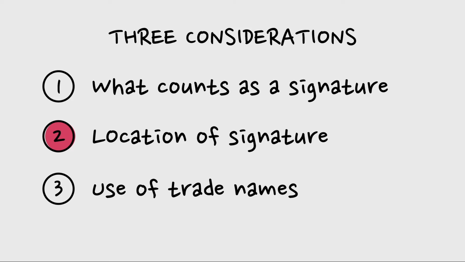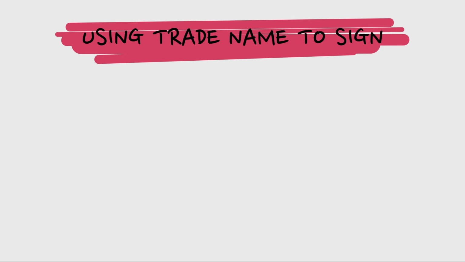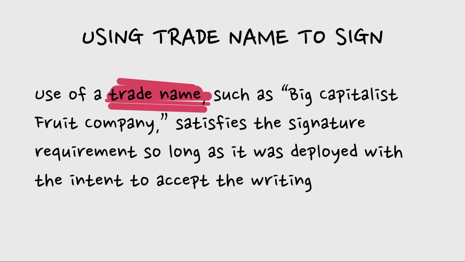What about the location? It doesn't matter where on the document, the note or the draft, it's signed. You can sign anywhere, and indeed we'll see moving forward that a signature can be found even in places like letterhead on some sort of letter, as long as it was intended to authenticate at the time it was used. And the use of trade names is fine, again, assuming the trade name is being used because there's an intent to authenticate, to adopt, or accept that instrument when it's being written on there.